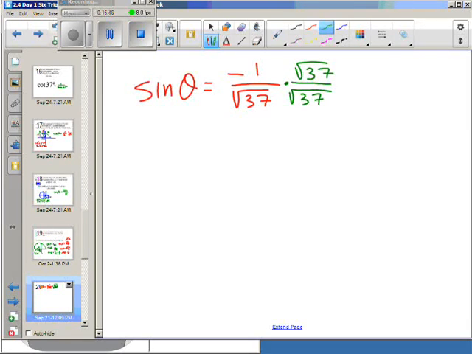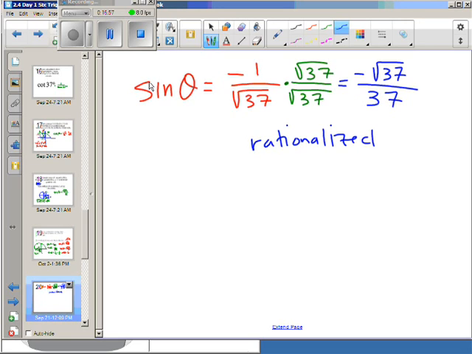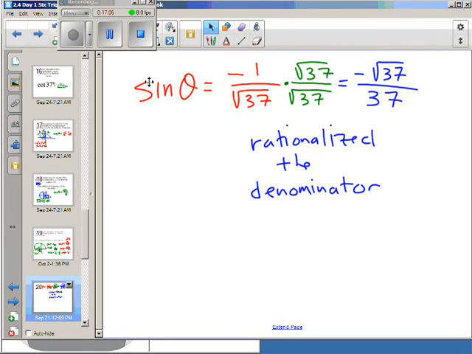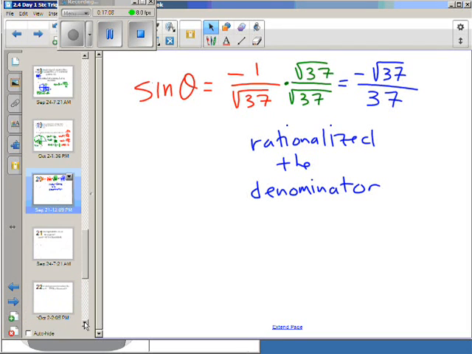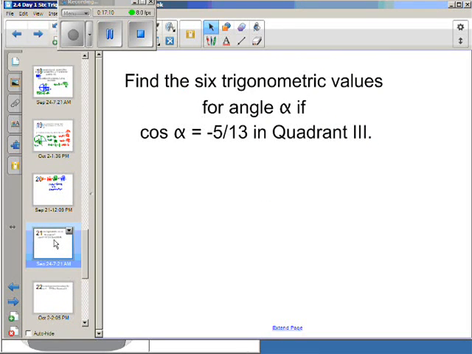The reason why I do that is when I multiply a square root by itself, I basically undo my squares and I end up with 37 on the bottom. And now I have negative root 37 over 37. I have what we called rationalized the denominator. I've made it a rational number, not an irrational number like a root. And then we would prefer that you do that on these problems. All right, so let's try.